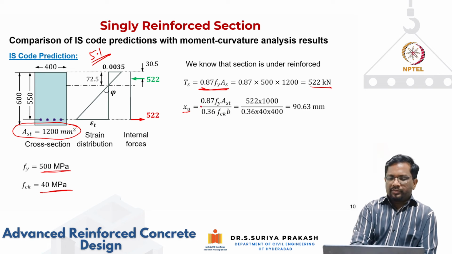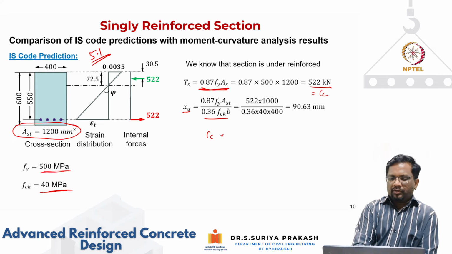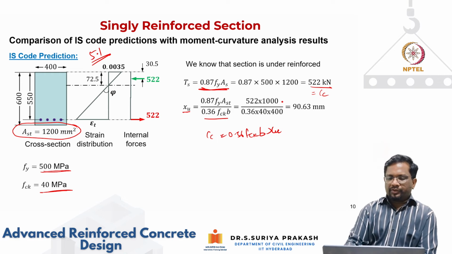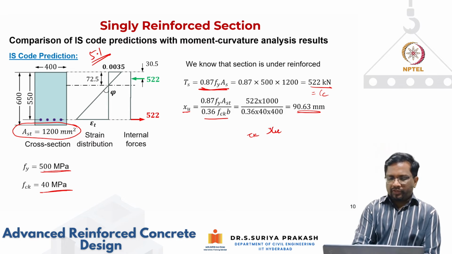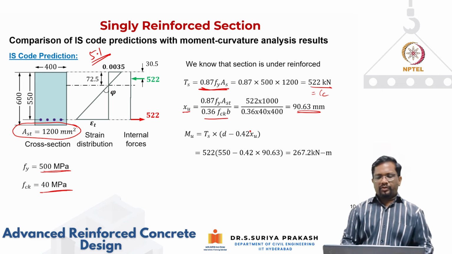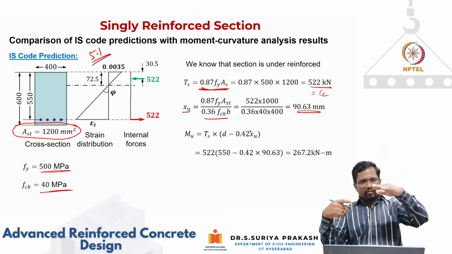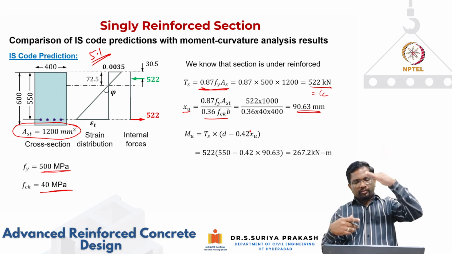Equating the neutral axis depth, this should be equal to your CC, and CC we know is equal to 0.36 FCK B times XU. So you substitute that, you get XU equal to 90.63 millimeter, right? Then once XU is known, I can take moment resistance about the compression force.